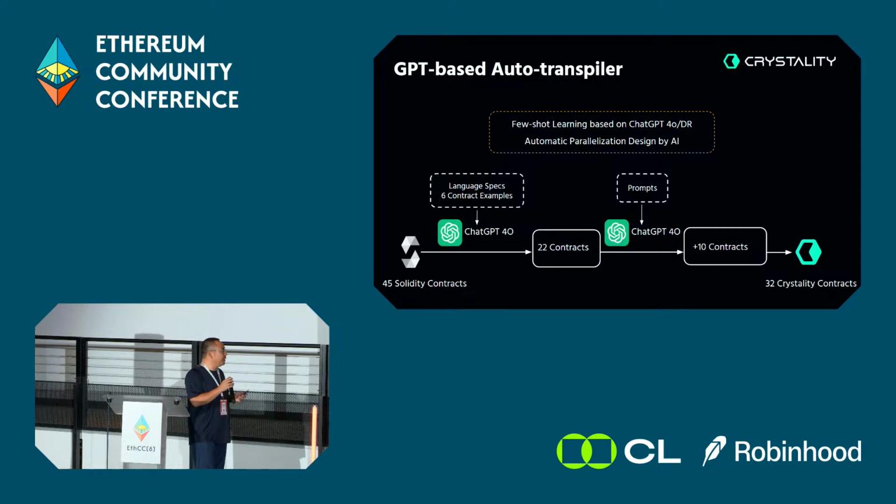In the last part, we implemented a GPT-based auto transpiler. We let ChatGPT learn our language specification and six contract examples. With that, ChatGPT can transpile 22 contracts from 45 inputs. And with one more step, using few-shot learning with developer prompts, the ChatGPT model can generate 10 more contracts into Crystality code.